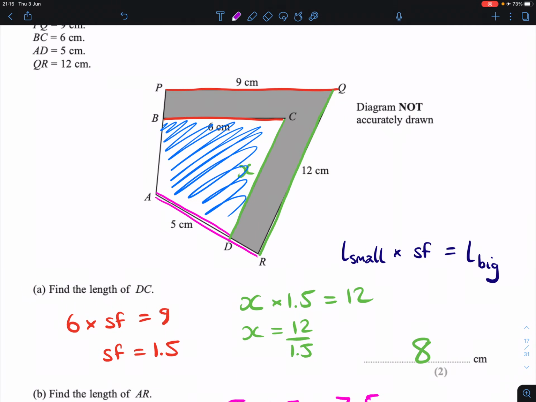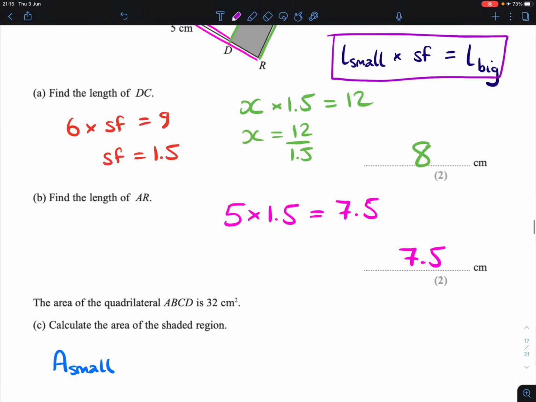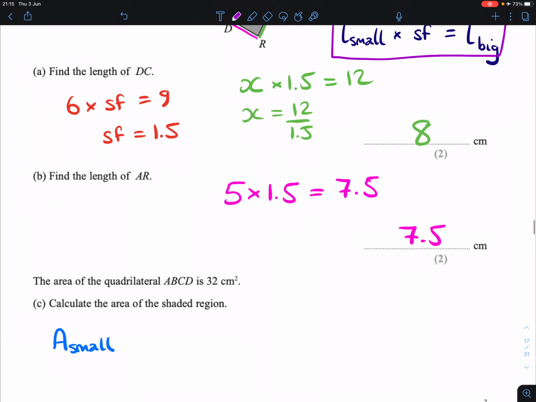Now the formula we used works for comparing lengths and scale factors. The formula that relates to area is area small times scale factor squared gives you the area of the big. Because when you, for example, double the length in a shape, you would double the width as well, and therefore the area gets quadrupled. So it has this double squared effect if our scale factor was 2. Whenever you're comparing areas, it's always the length scale factor squared.